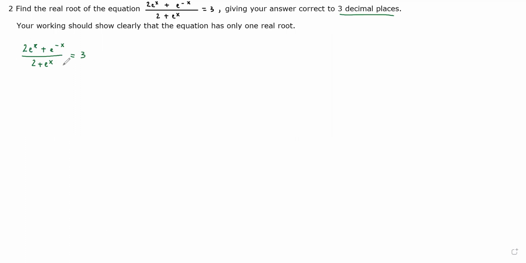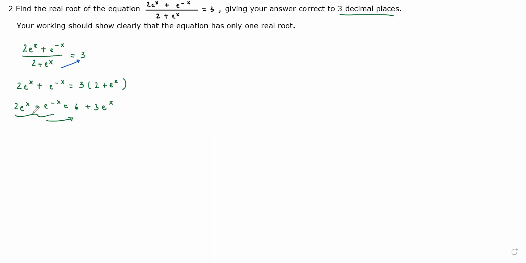In order to solve this, we can cross multiply so that we have 2e^x + e^(-x) = 3(2 + e^x). Expanding the right side, we have 6 + 3e^x. So we can move all these over.